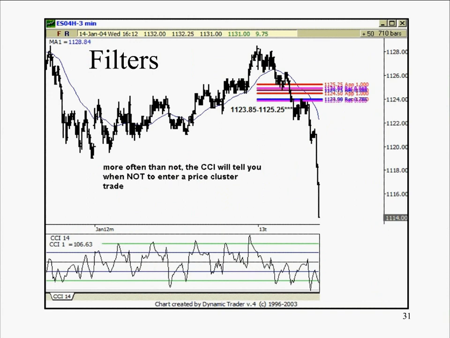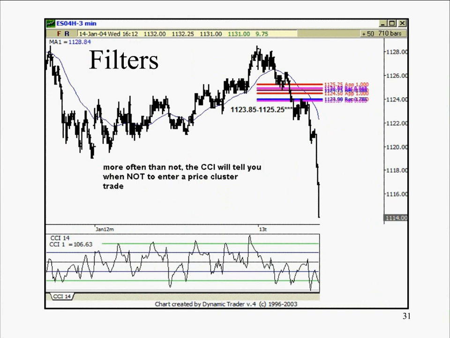Now, this slide 31 is just to give you an idea of why you might want to use a filter, and specifically I'm showing you the ones that I've looked at. There are plenty of different ways to enter the market using my work as a base, but I'm just showing you what I'm most familiar with.